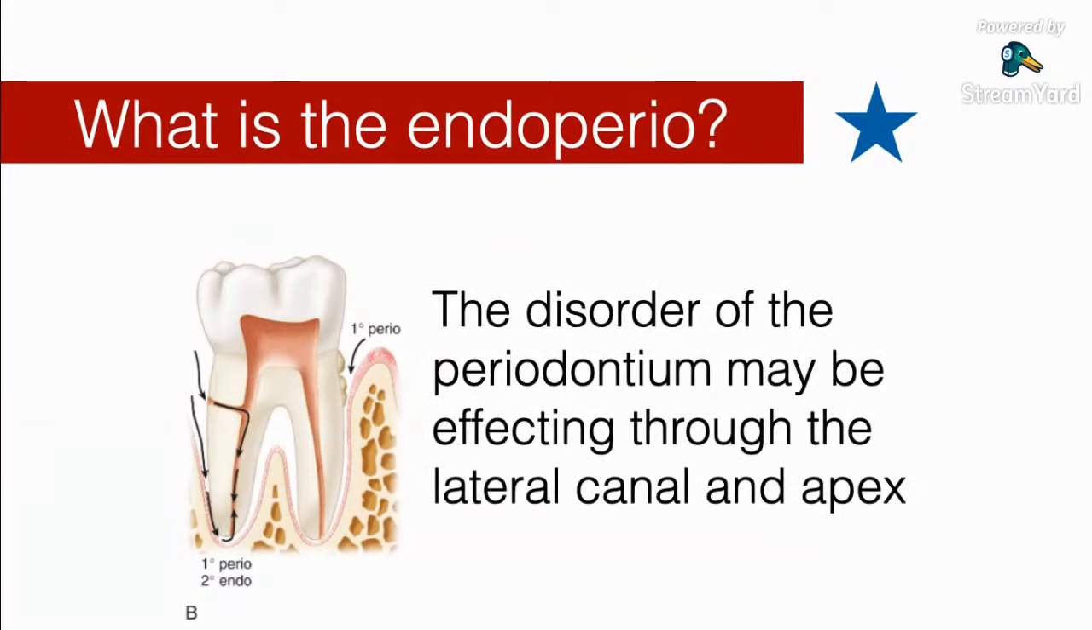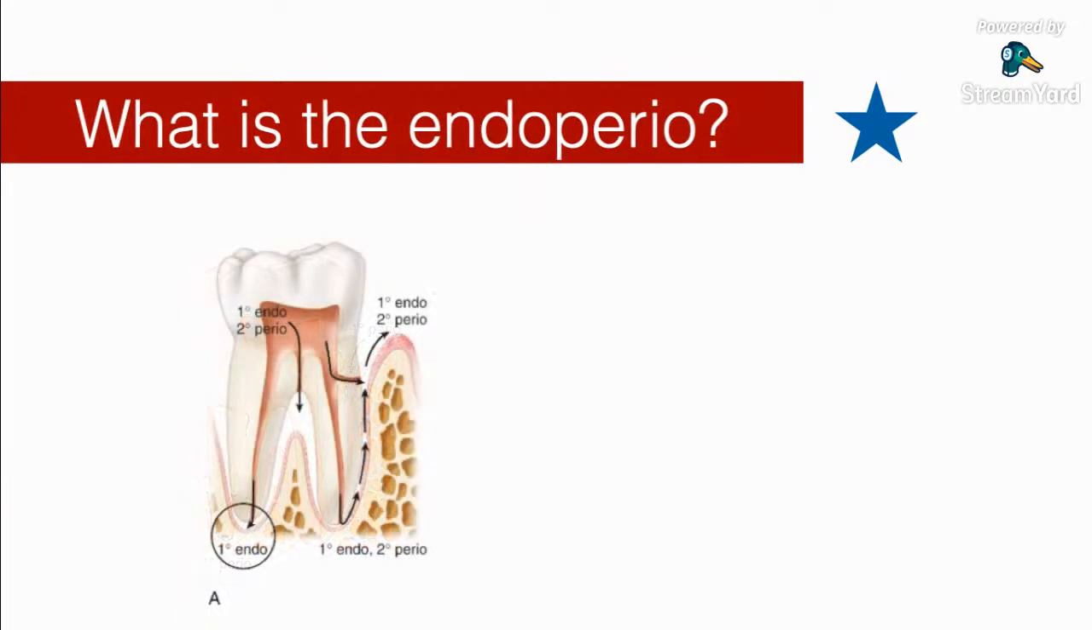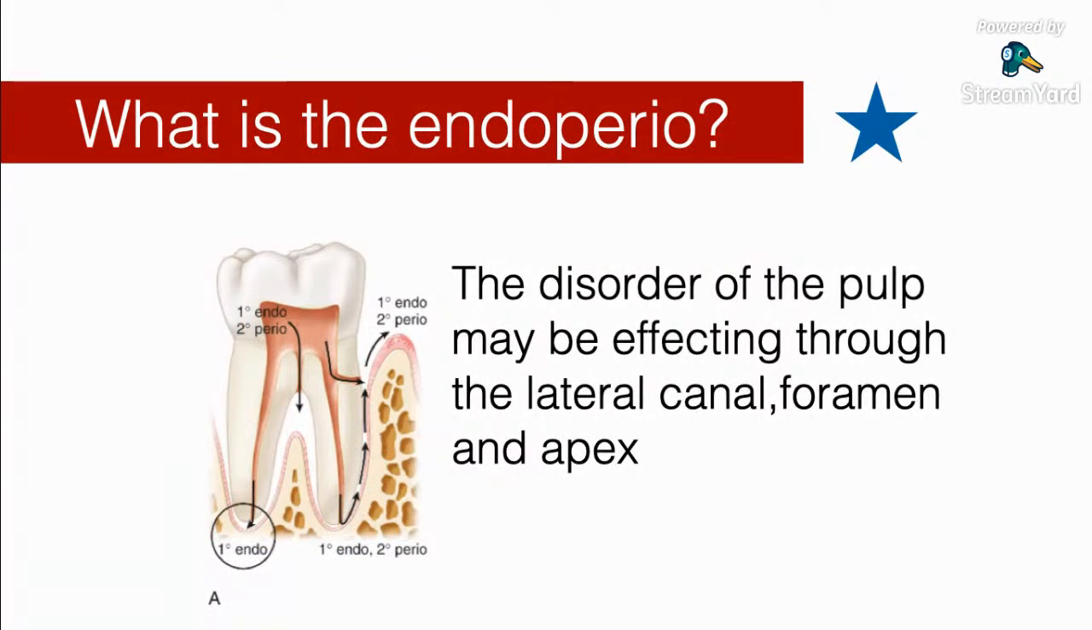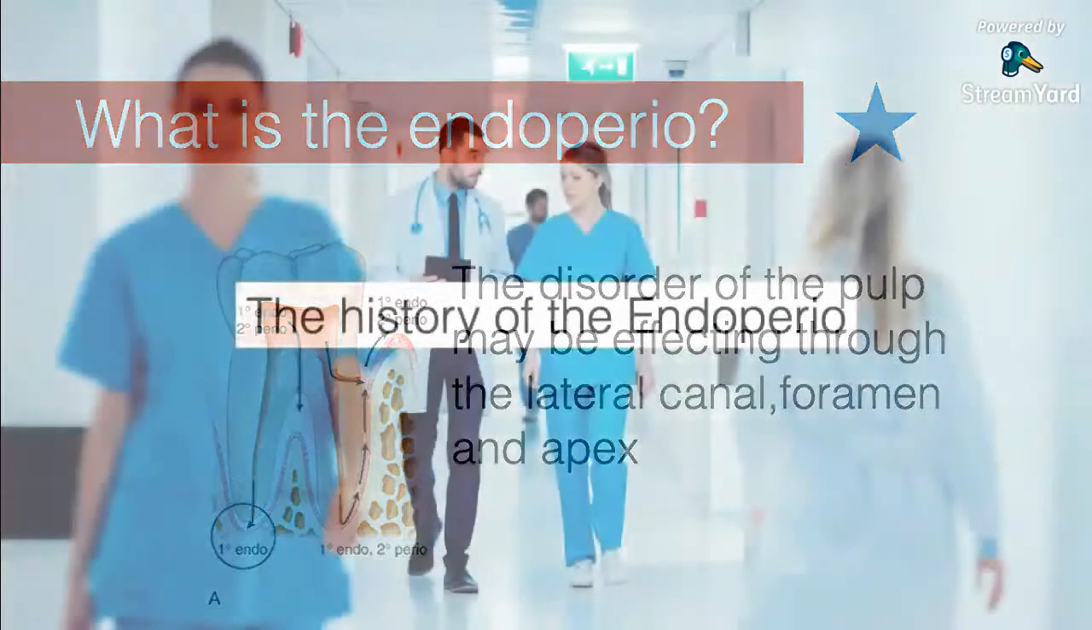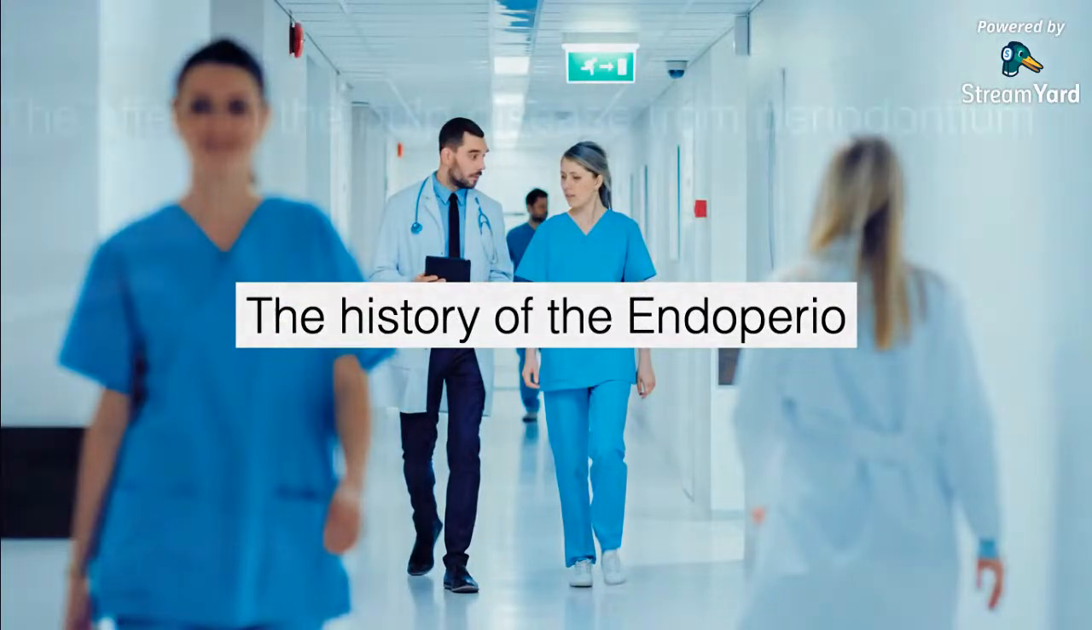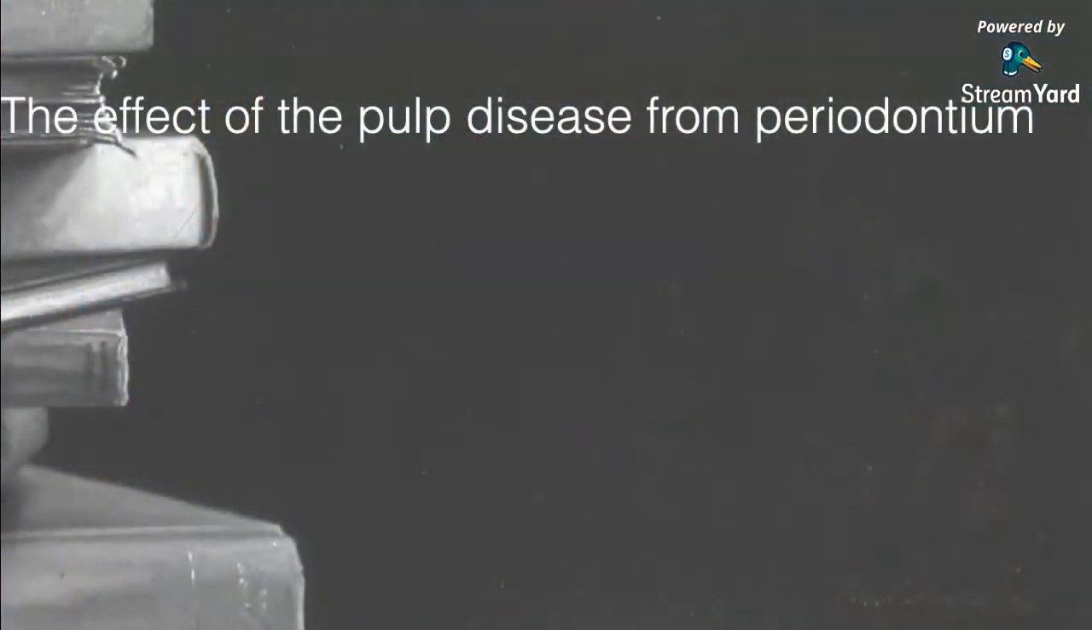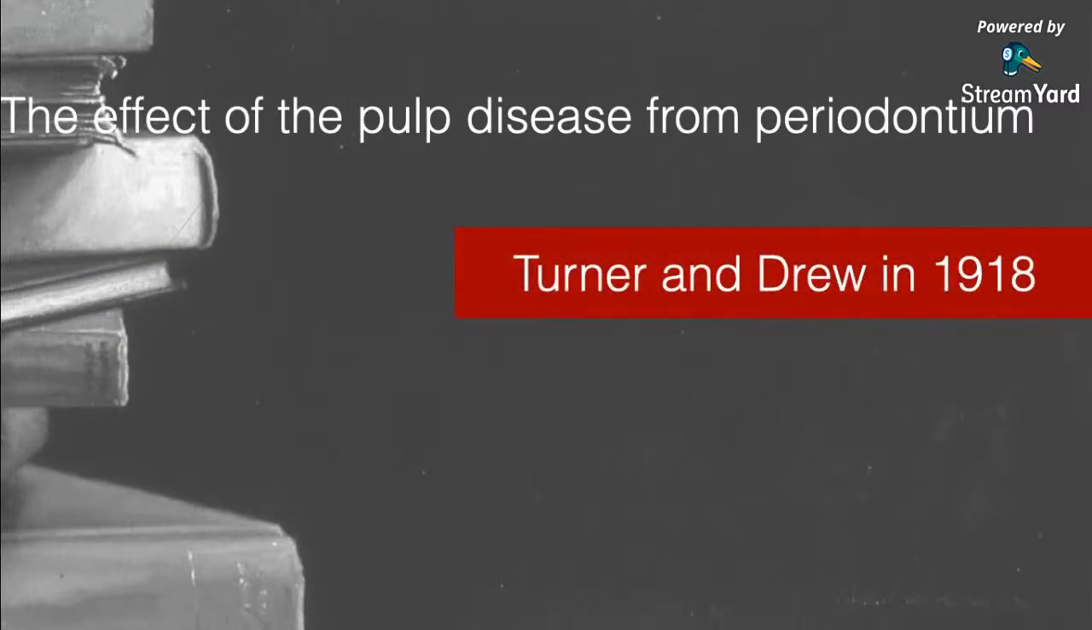And the disorder of the periodontium may be affecting the pulp through the lateral canal and apex. And the disorder of the pulp may be affecting the periodontium through the lateral canal, foramen, and apex. The history of endo-perio: the old papers describe the effect of periodontium disease on the pulp.